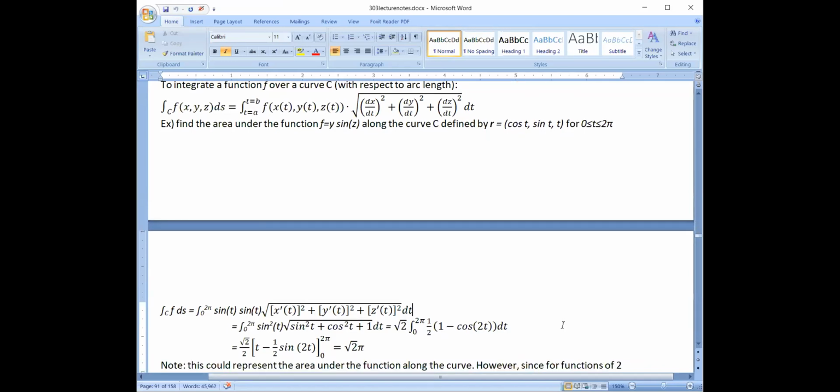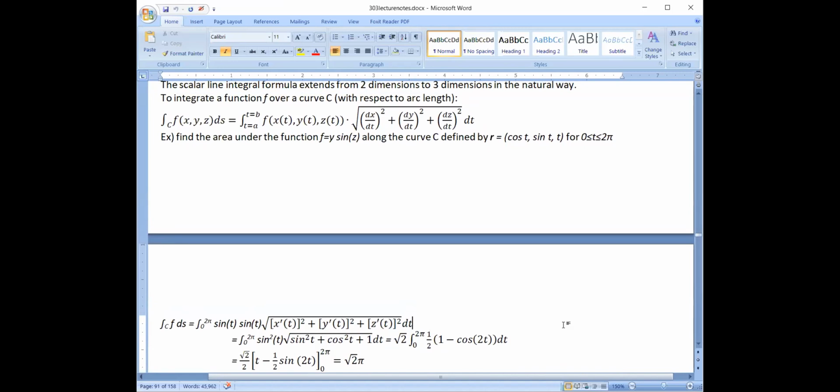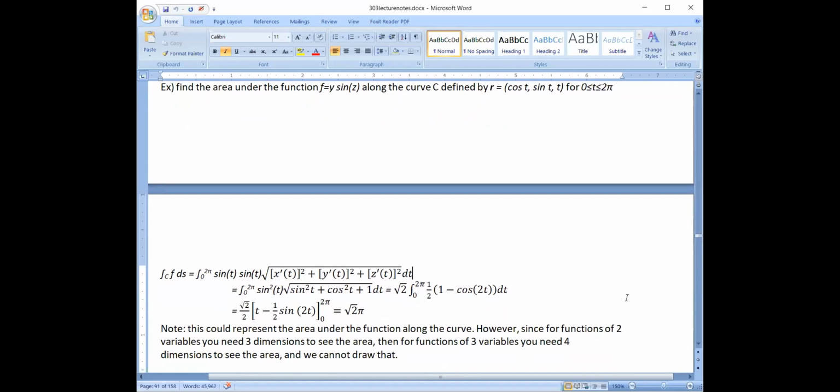So note that we've talked generally about this being a curve in space, and the function value represents the height, ds represents a width, so we're finding area. This could represent the area under the function. However, since functions of 2 variables need 3 dimensions to see the area, and this was a function of 3 variables, you would really need 4 dimensions to see the area, and we cannot draw that. But we understand the concept.